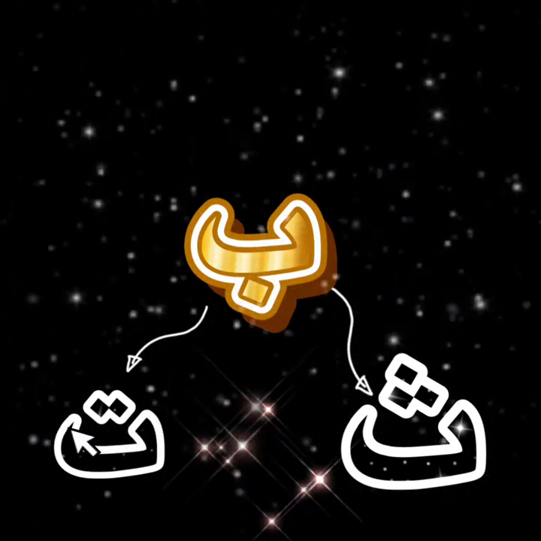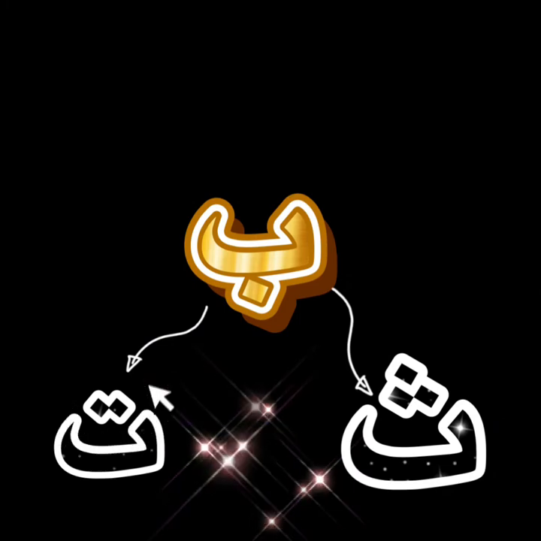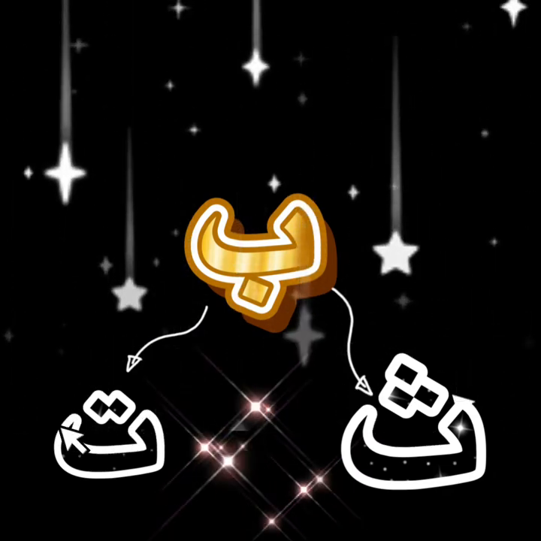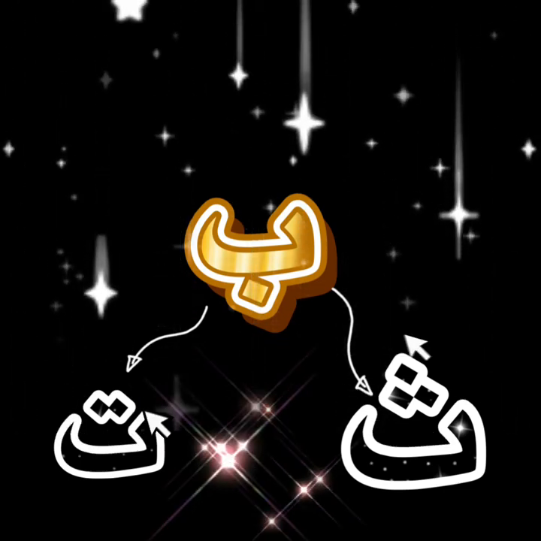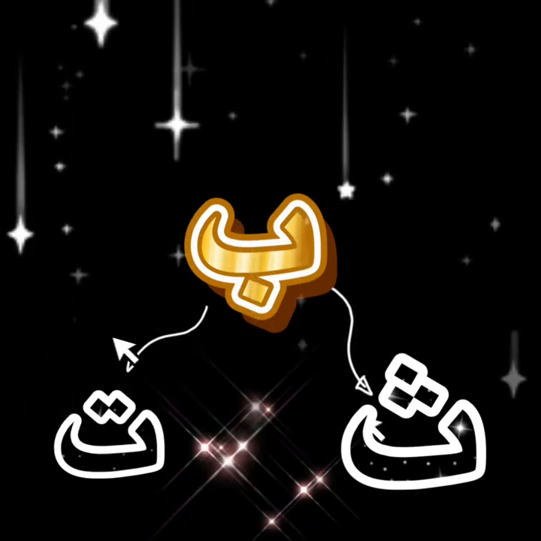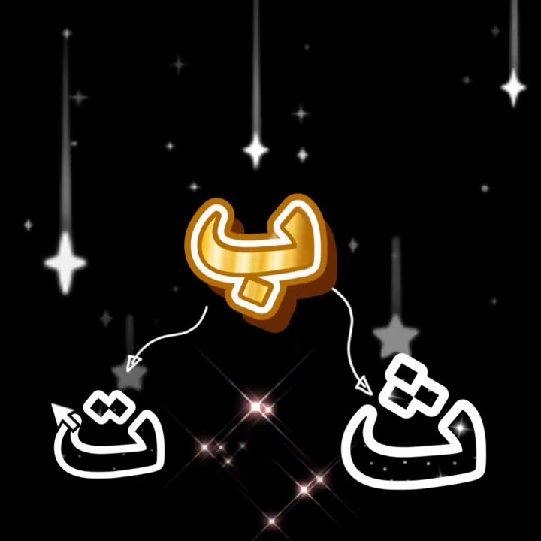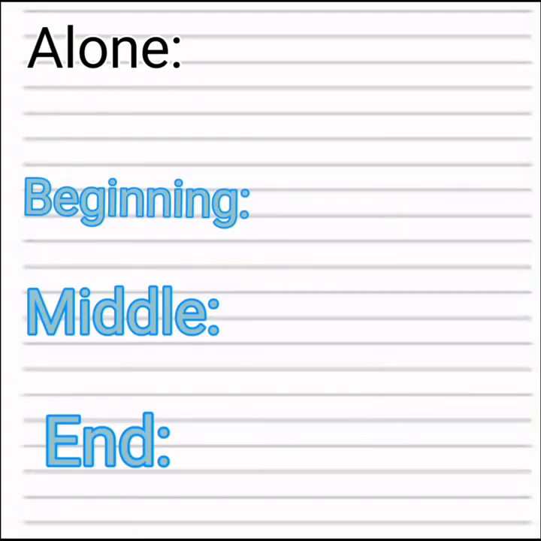And sometimes you can just write them as one line. Following with the letter tha, this has three dots above it, but you can just draw them as a small curve above the letter tha. So the letter ba is written like this alone, but at the start of the word it would look like this.